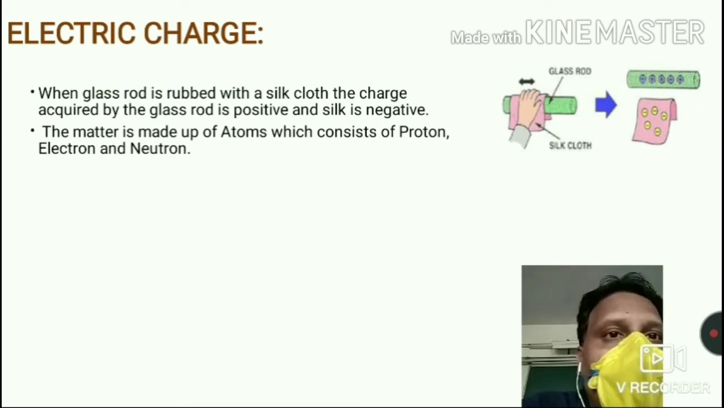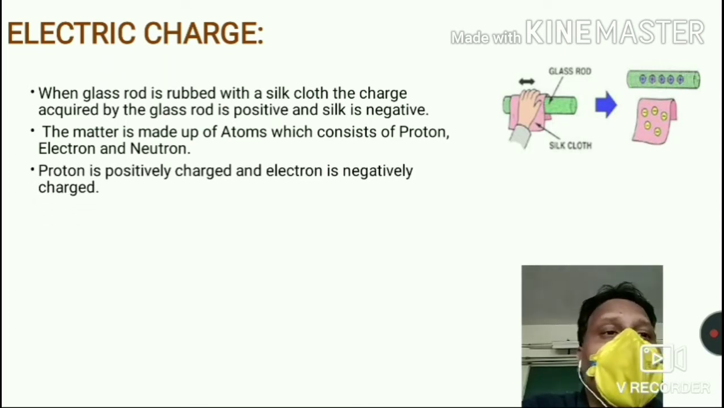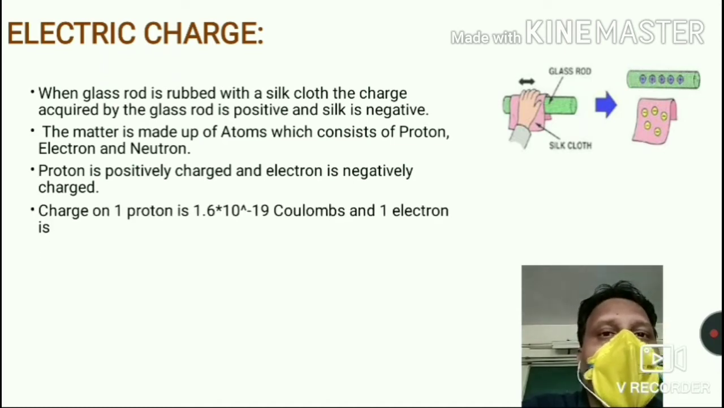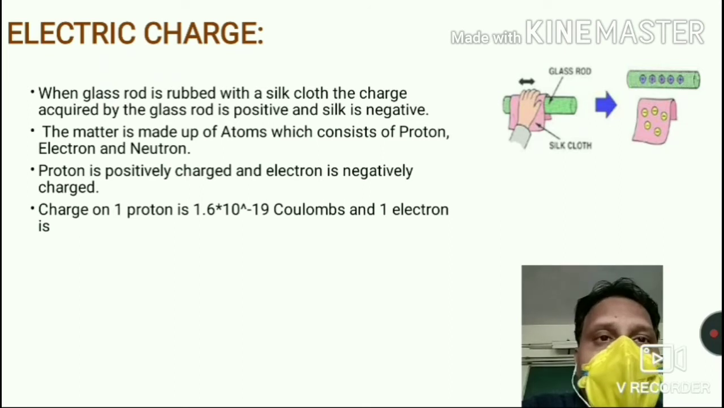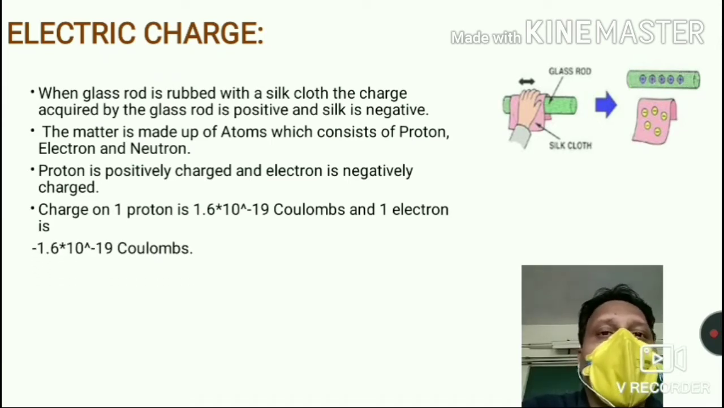And we know that matter is made up of atoms, and the atom consists of proton, electron and neutron. Proton is positively charged, electron is negatively charged. So do you know what is the charge on the neutron? Neutral. Yes. Charge on one proton is plus 1.6 into 10 raised to power minus 19 coulomb. What is the coulomb? Coulomb is the unit of charge. And one electron is minus 1.6 into 10 raised to minus 19 coulomb. Again, coulomb is the unit of charge.